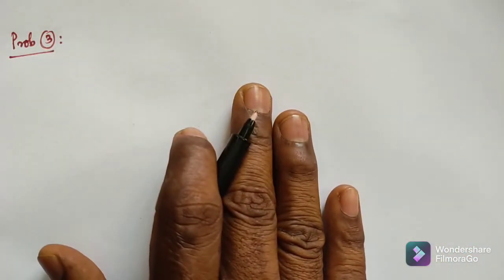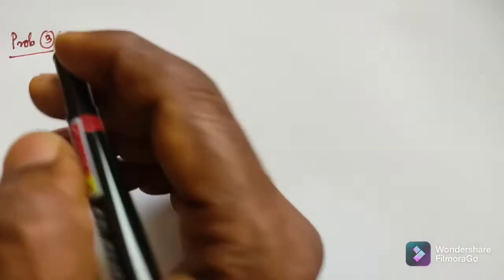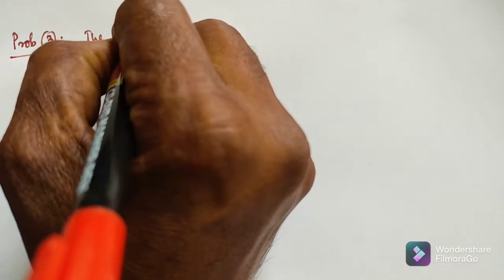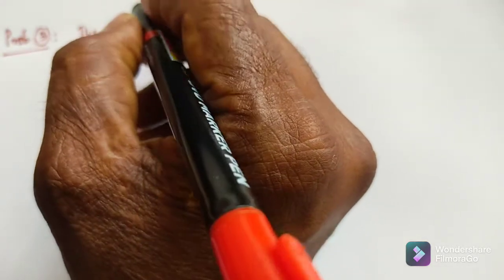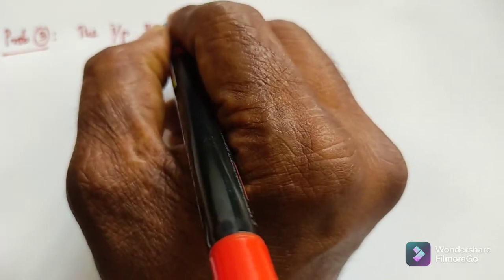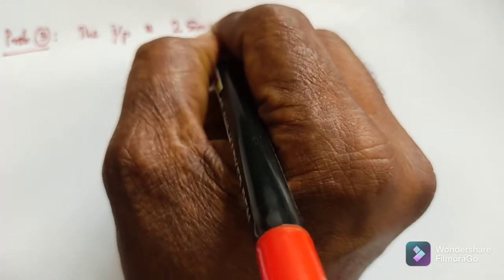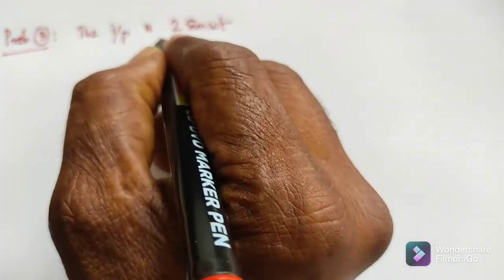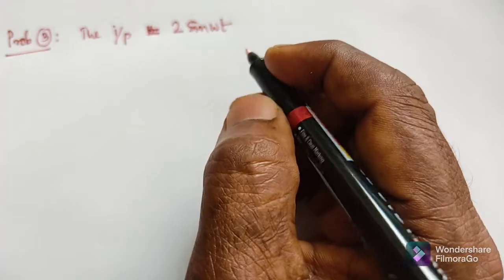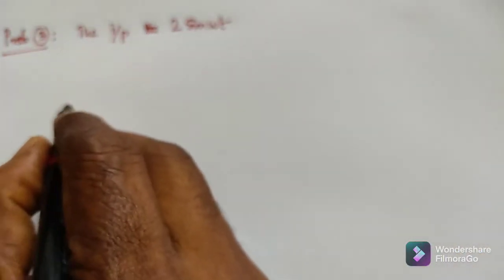Next, based on this inverting amplifier, we are going to do one more problem, problem number 3. If the input to the circuit is, for example, 2 sine omega t, that is the actual input voltage. Simply, if the input voltage is 2 sine omega t, then you have to calculate a particular branch current.